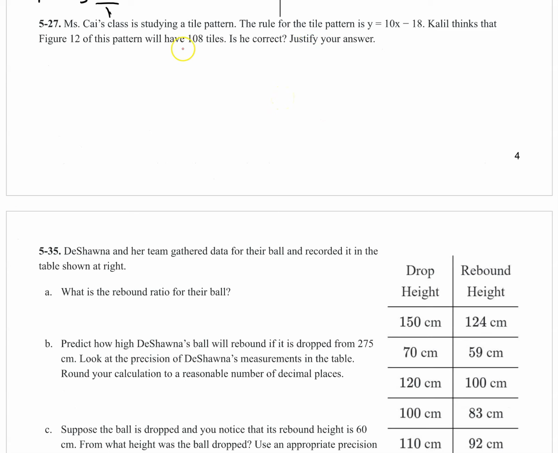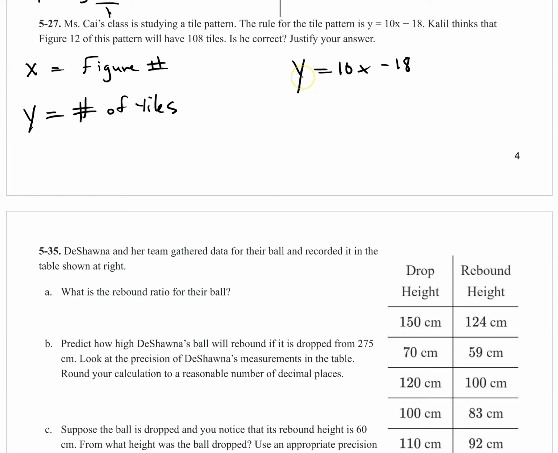Okay, the rule, Miss Kai's class is studying a tile pattern. The rule for this tile pattern is y equals 10x minus 18. Khalil thinks that figure 12 of this pattern will have 108 tiles. Is he correct? Justify. Recall that x equals figure number and y equals number of tiles. So this is our equation here.